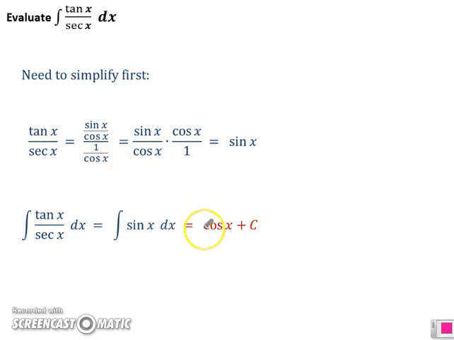And I totally have a typo. This is negative cosine. Because remember, this is the derivative, and this is the original function. So you can always check it: take your antiderivative, your answer, and do the derivative of it. The derivative of cosine itself, without the negative, is negative sine. So in order for this to be positive, you have to have a negative in front of it. So my bad, I have a typo, I'm so sorry.